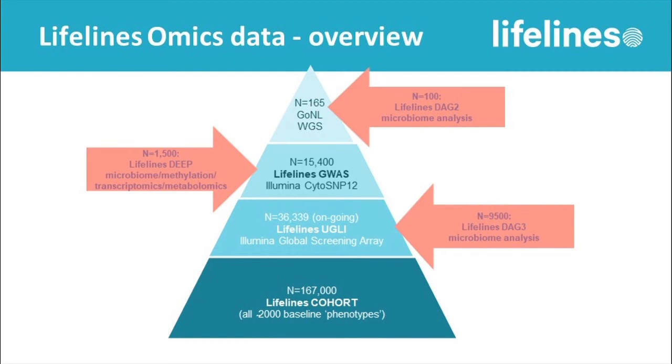The microbiome was determined for a small part of the cytosnip array population in an initial study called Lifelines Deep. In the study on the same participants, also methylation profiling was performed, as well as RNA sequencing and metabolomics. The microbiome was also studied for a larger population from the global screening array sample and for a number of participants in GoNL. In the next slides, I will go into more detail about these studies.